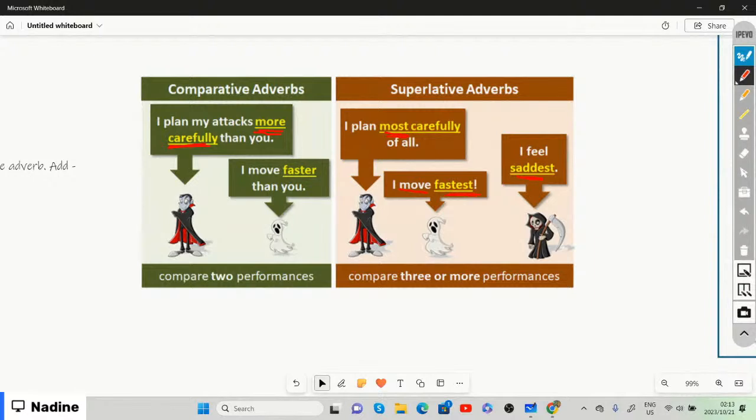And comparative adverbs, once again, compare two actions that are being done, and we add er. And superlative adverbs compare more than two actions that are being done, and we add est.